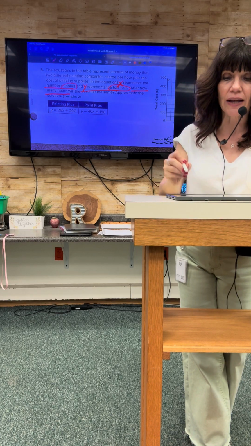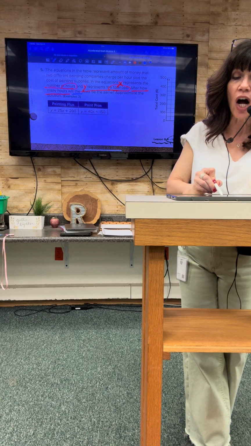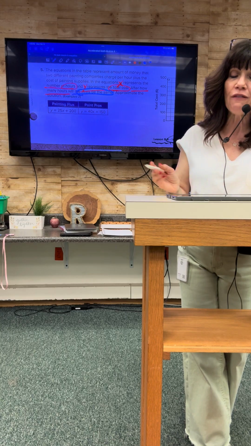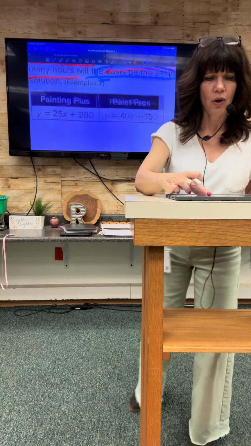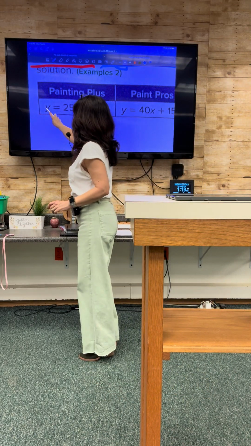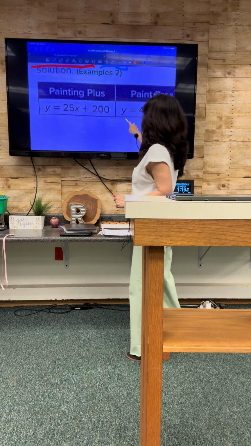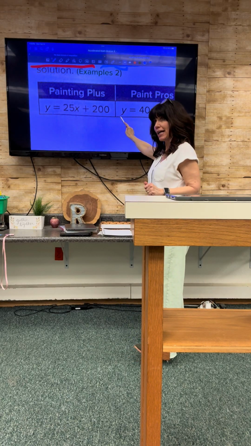All right, now let's look at this. Here's your clue. After how many hours will the costs be the same? What variable is marking the costs? Y. So they want to know when the first Y will equal the second Y. Are you following the thought process there? They want to know when this Y will have the same value as this Y.